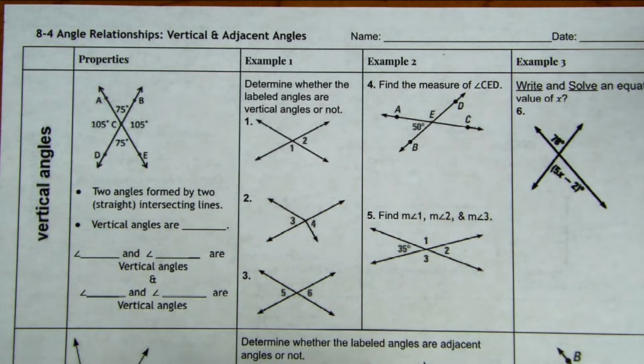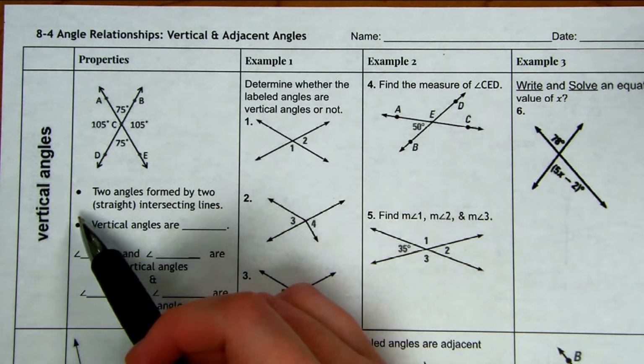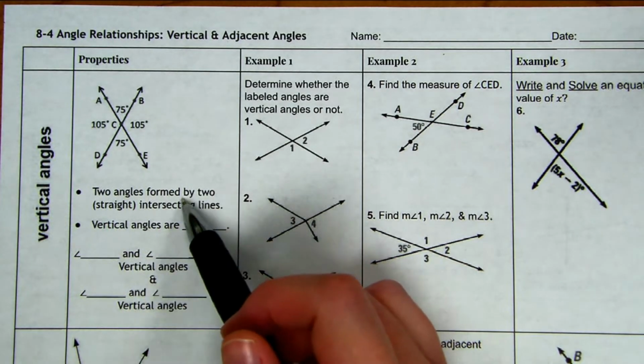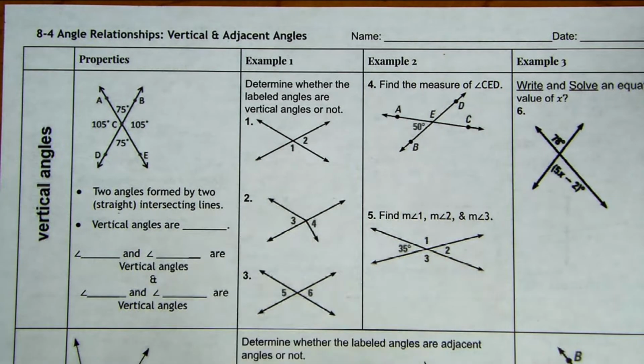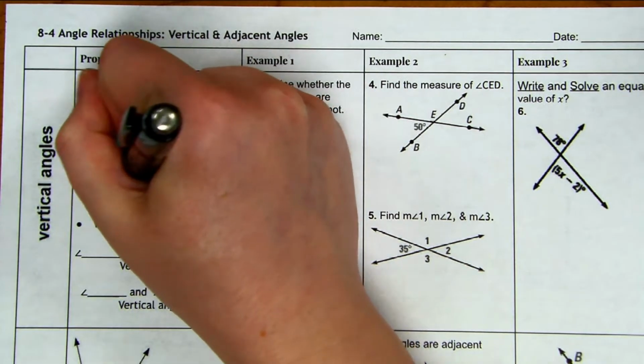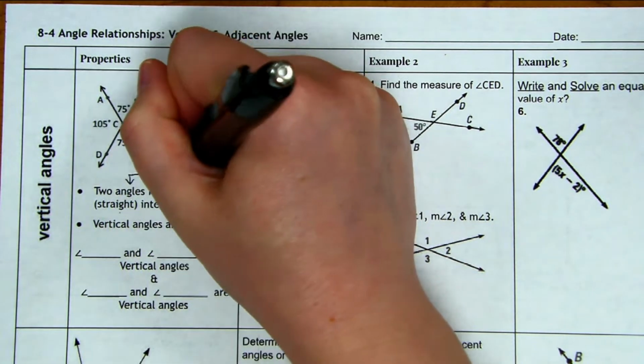So let's get started. Vertical angles are going to be 2 angles that are formed by 2 straight intersecting lines. Now specifically, these are going to be the 2 angles that are across from each other.